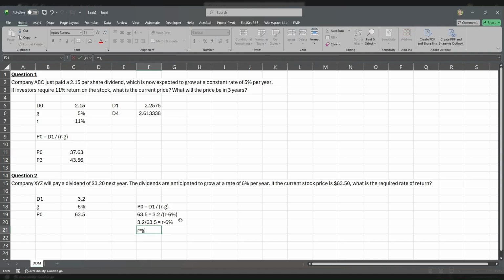So R minus 6%, this is not the best to do in Excel, so my apologies about that, equals. All right, so now I just basically need to add 6%. So R is equal to, I'm going to do this plus 6%. So the required rate of return on the stock is 11%.